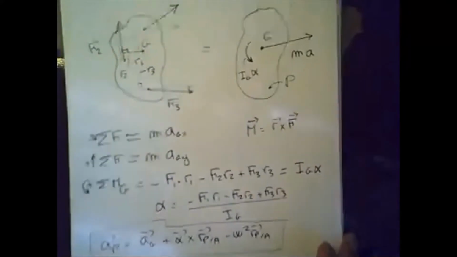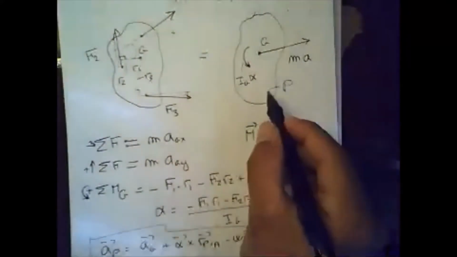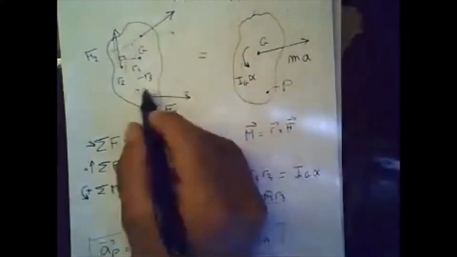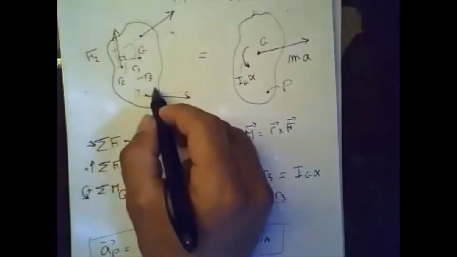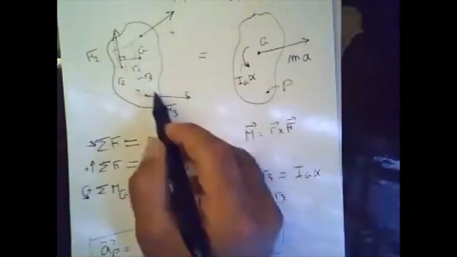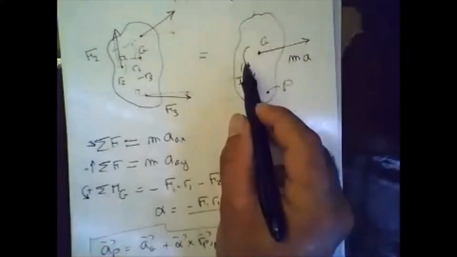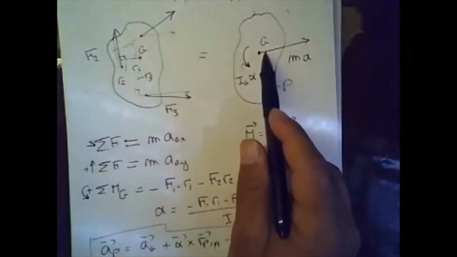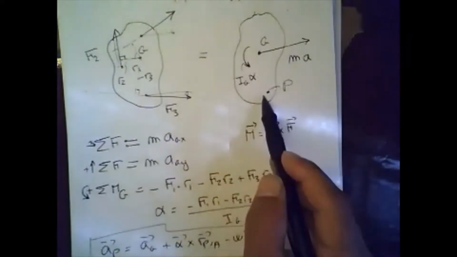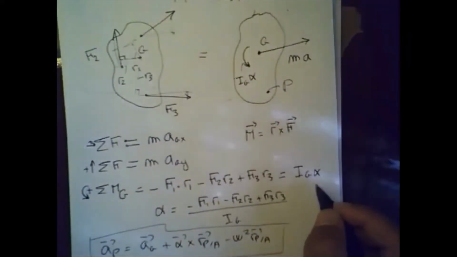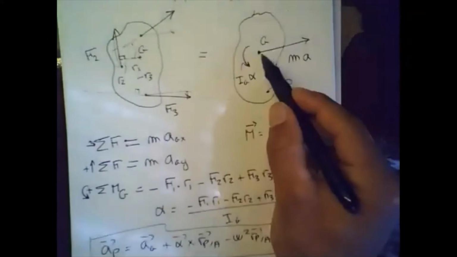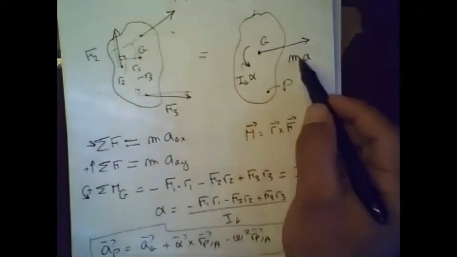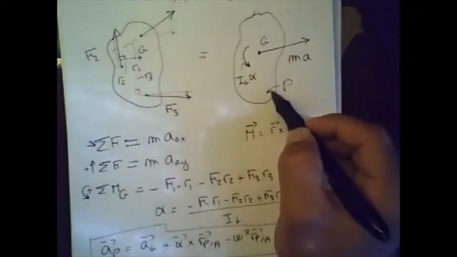Now, what do you think would happen if I sum the moments about this point P? You have to do the same thing over here, and you obtain these radiuses again. Here you would still have IG, but MA would begin to have a moment. So I would write IG alpha plus the moment of this inertial force, which is MA with respect to that point.